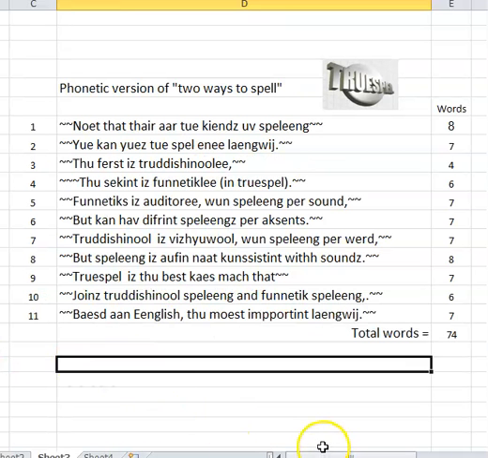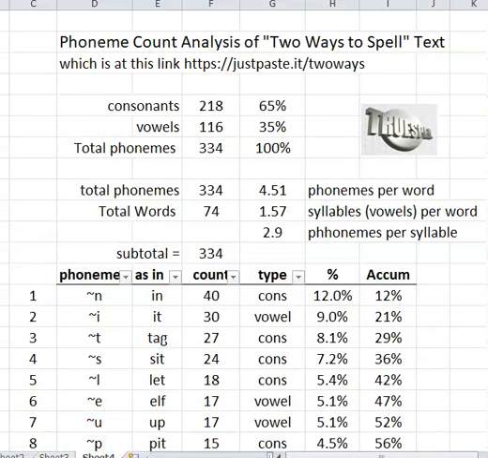Here are the 11 sentences that were spelled in Truespel. You see the double tilde indicates a sentence, a single tilde indicates a Truespel word. And I counted up the Truespel words and we got 74, which is interesting, and I'll show you why. We go to another analysis. Now we can do analyses with Truespel because the phonemes are made in regular letters, and they're easy to put into spreadsheets.